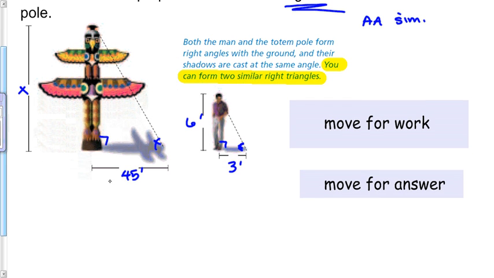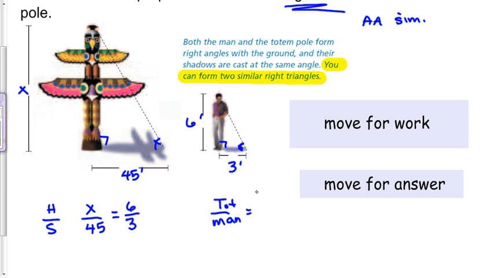So to solve this, I'm going to use this idea of ratios again. I can either set it up as the height of the object to the shadow of the object. That's kind of like when we looked at the ratio of the 3 sides in any one of the triangles. So in that case, I would go x over 45 has to equal 6 over 3. Or I could do it from one figure to the next, where I would look at the totem pole versus the man. And so I could set that up and go x to 6 is equal to 45 to 3.